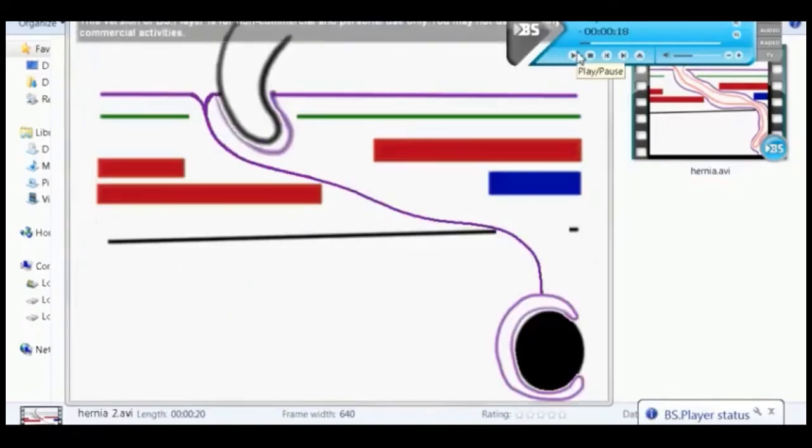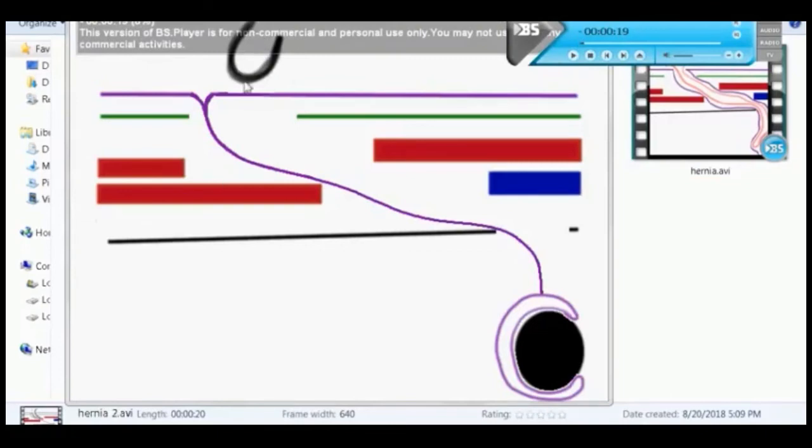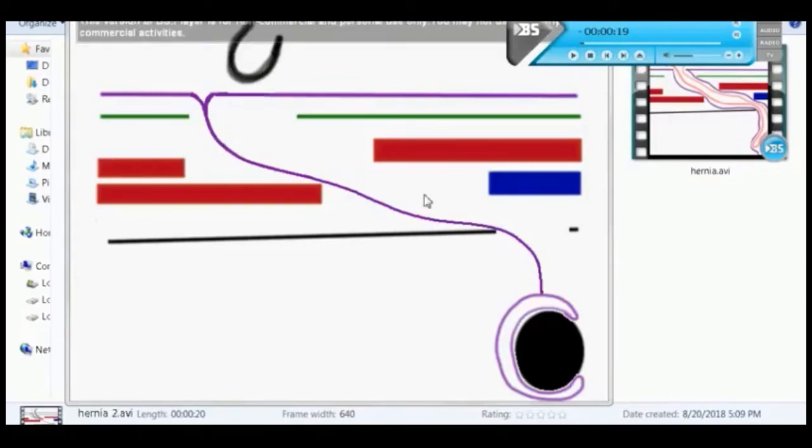Stop. In the acquired type, this is the intestine. The processus vaginalis is completely obliterated like this, and this is the tunica vaginalis. The intestine pushes the parietal peritoneum here and forms what's called a pulsion sac. You see, the acquired pulsion sac, like this.